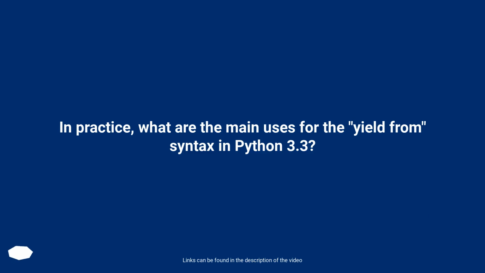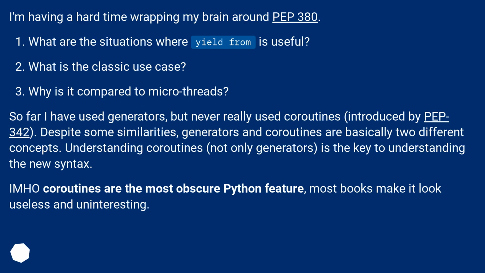In practice, what are the main uses for the yield from syntax in Python 3.3? I'm having a hard time wrapping my brain around PEP 380. What are the situations where yield from is useful? What is the classic use case? Why is it compared to microthreads?